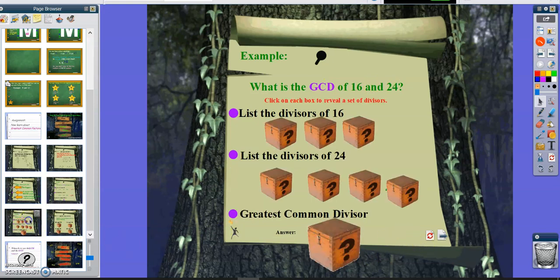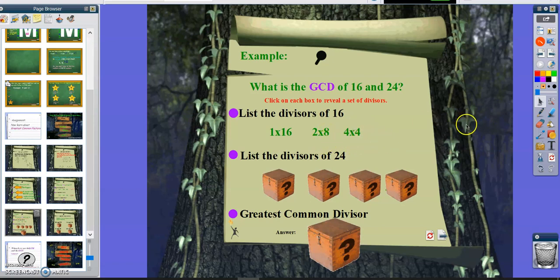Another example. What is the greatest common divisor of 16 and 24? First of all, we'll find the divisors of 16. So what are the numbers multiplied by each other that give 16? We have 1 times 16, 2 times 8, 3 times what? So 3 is not a divisor. 4 times 4. So 1, 2, 4, 8, and 16 are divisors of 16.